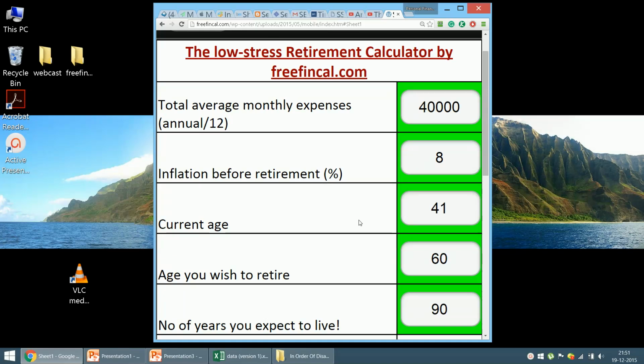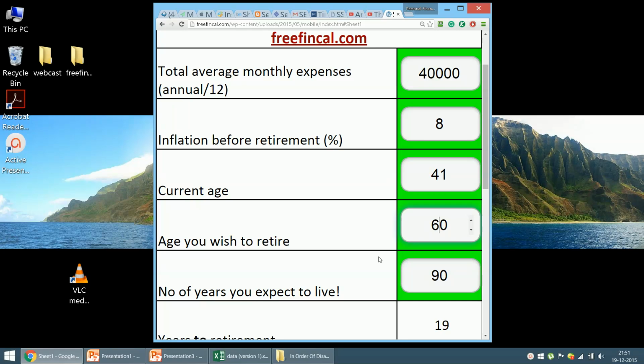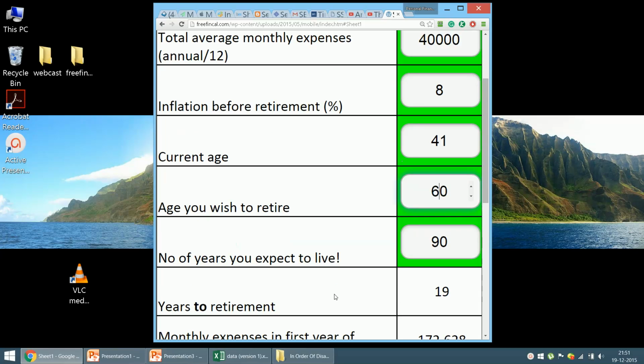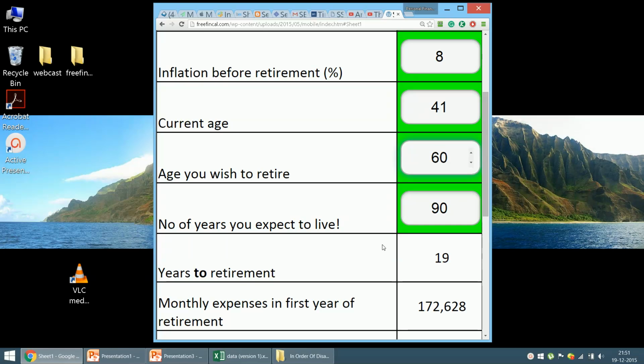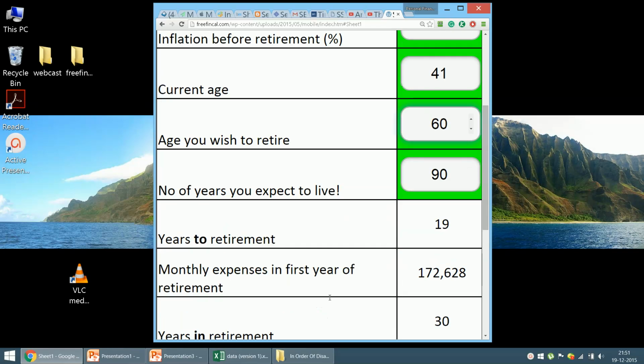Current age, well, that's mine, 41. Age you wish to retire, well, I'll put 60 there. I would like to retire much earlier than that, but I'll put 60 there. Now, number of years you expect to live, 90 seems all right. You can put 100 there just to be on the safe side, but 90 is all right. So you have 19 years to retirement. From age 41 to 60, that's 19 years away. Retirement is 19 years away.